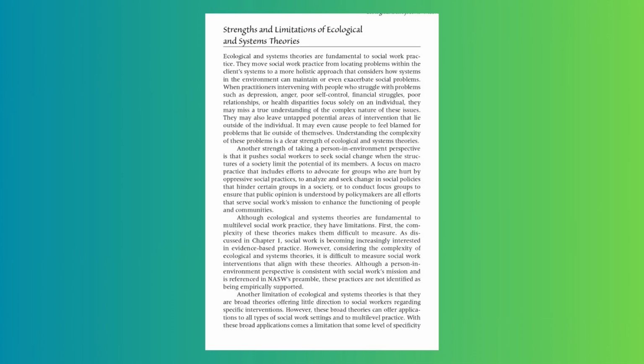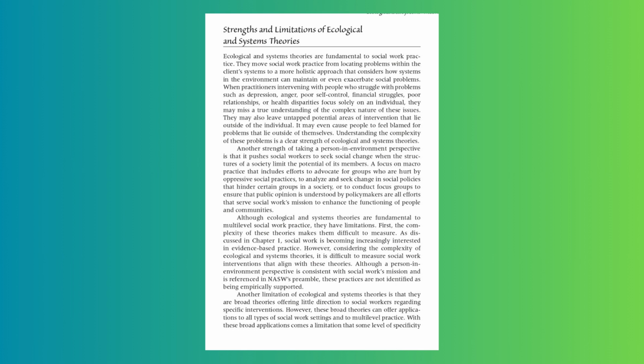We'll end this chapter with understanding the strengths and limitations of ecological and systems theory. Ecological and systems theory are fundamental to social work practice. They move social work practice from locating problems within the client systems to a more holistic approach that considers how systems in the environment can maintain or even exacerbate social problems.